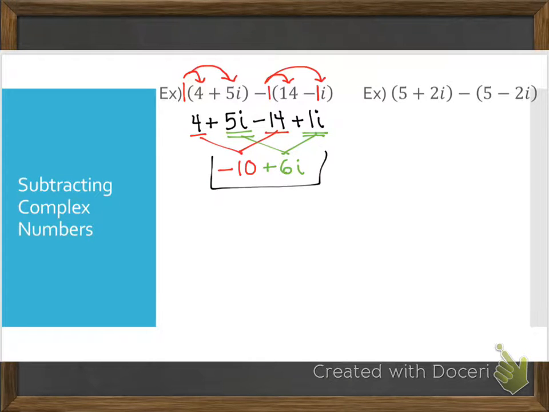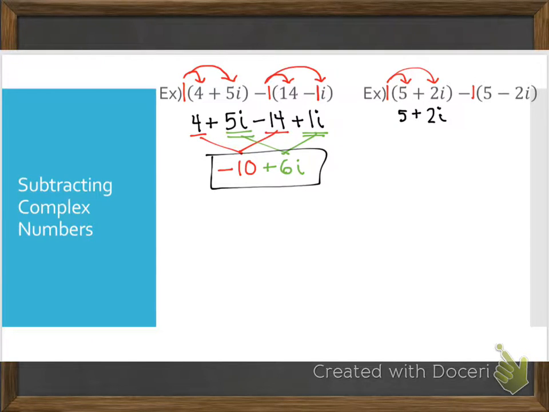And there's our solution to this problem. Okay, the next example we've got in parentheses 5 plus 2i, close parentheses, minus 5 minus 2i. So again, we have these 1s in front, so we're going to distribute: 1 times 5 is 5, plus 1 times 2i is 2i.